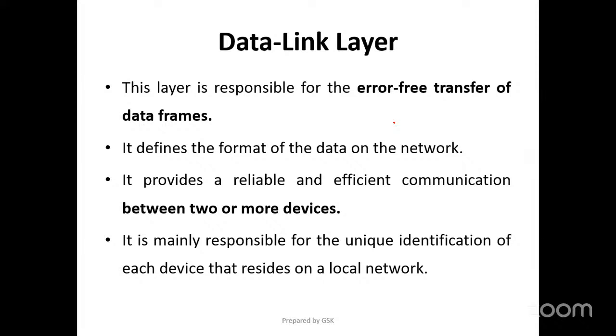So the data link layer defines the format of the data on the network. It provides reliable and efficient communication between two or more devices. It is mainly responsible for the unique identification of each device that resides on the local network. That unique identification is called the MAC address. If you have the idea, you can find the MAC address with the help of a command line argument. You will get the MAC ID.